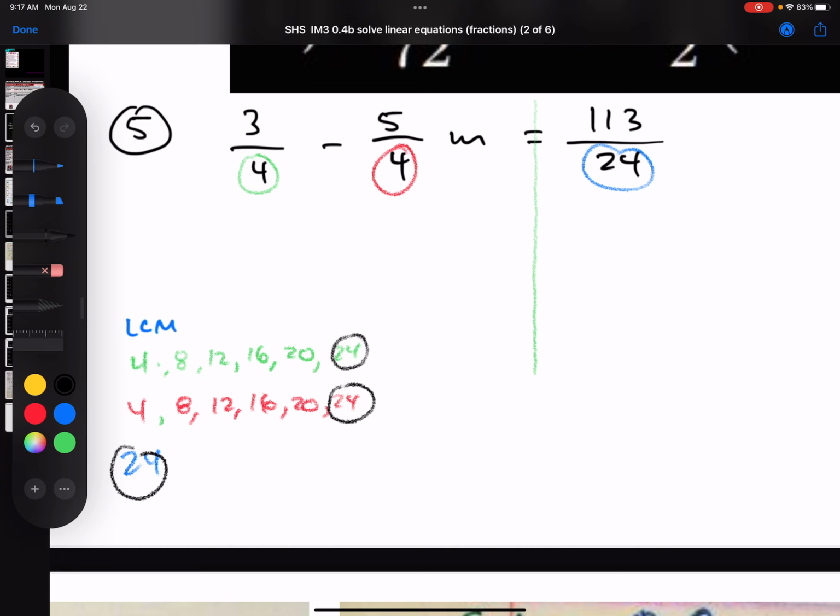In order to get that one to be 24, that means I'm going to have to multiply this one by a number. What number do you think that is? You're right, 6 over 6. Now you might be asking, why do I have 2 6s? 6 divided by 6 is 1. You can multiply any number times 1. So I'm going to do the same thing over here.